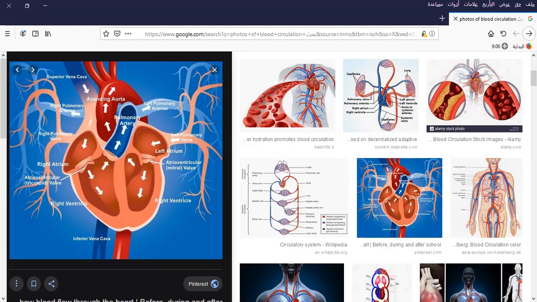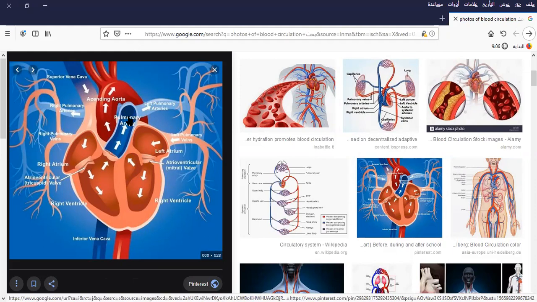Artery. Why artery? Because it gets blood out of the heart. Why pulmonary? Because it is connected to the lung, and any blood vessel connected to the lung must have the word pulmonary. The pulmonary artery sends deoxygenated blood to the lung to be oxygenated.